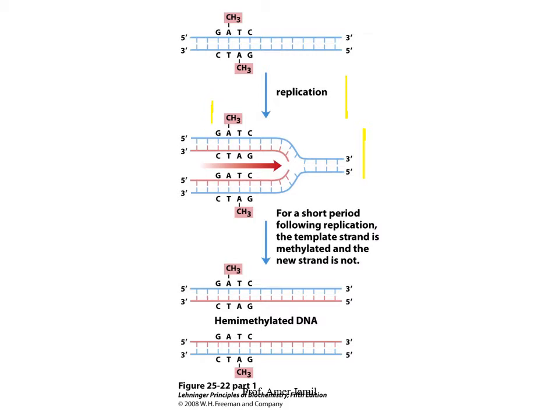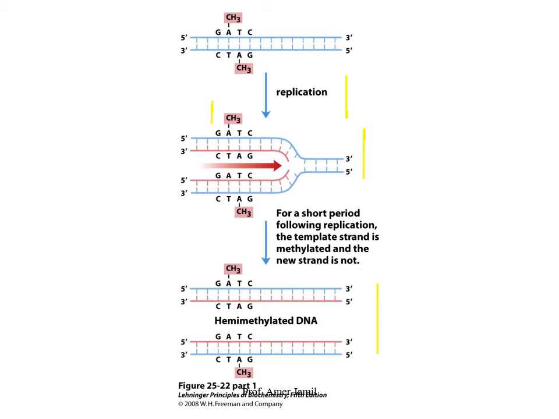And replication goes on in this direction. At a certain period of time, soon after replication, we get this type of hemimethylated DNA, where one strand, the parent strand, is methylated and the daughter strand is still unmethylated. After that, this strand is also methylated and both strands are methylated. Why is this important? This is important to discriminate which strand is the parent and which is the daughter.